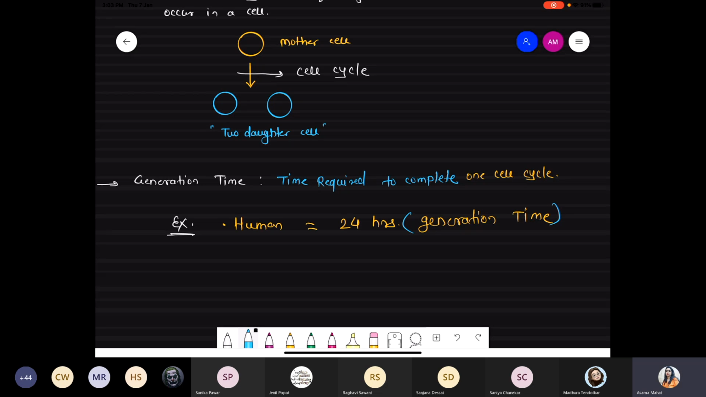Okay, human. Another one, we are taking the example of yeast, Saccharomyces cerevisiae. You know very well, yeast is an example of unicellular eukaryotes.